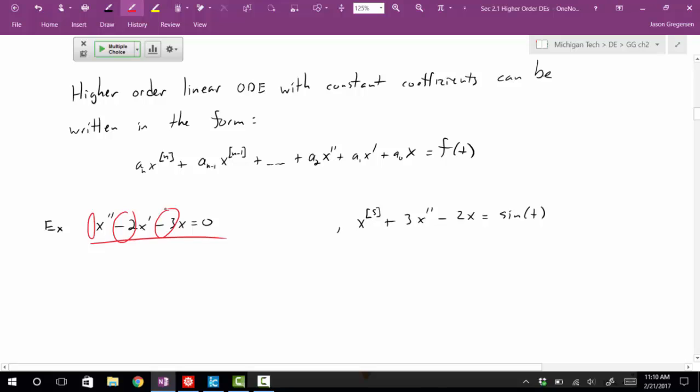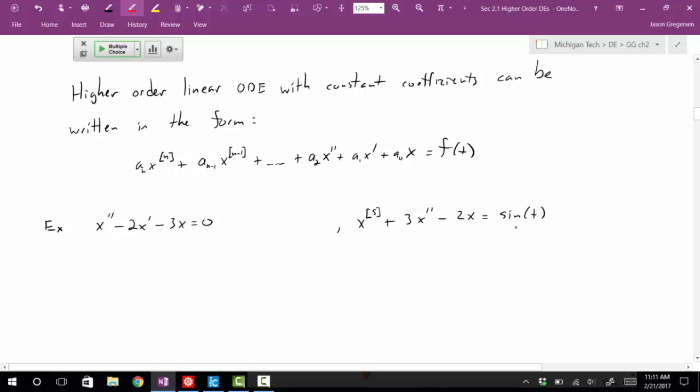Is it linear? Well, we have a quick check to see if it's linear. We look at all the dependent variable values and see if those things are raised to the first power. If they're raised to other powers, or if they're arguments of nonlinear functions, it would not be linear. So we have that kind of quick check. Over here, I have sine of t. Is that a problem? No, that's the independent variable, so we don't care that it's there.